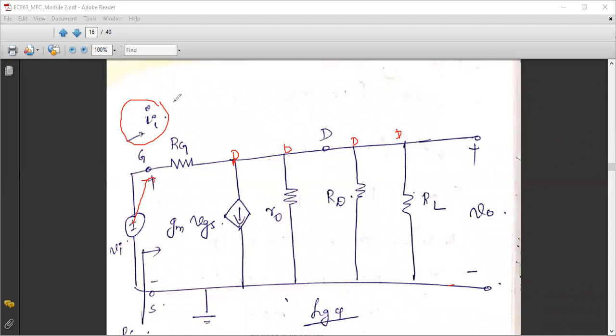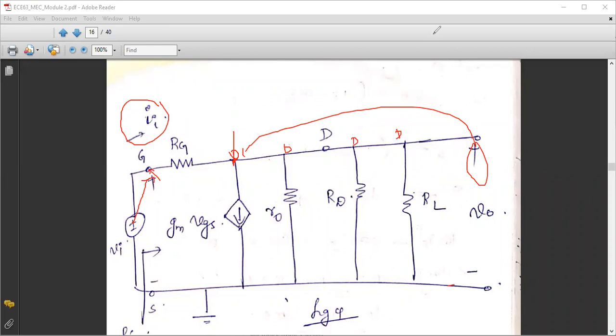Did you get the concept? Potential difference across RG is Vi minus V naught. At this end we are having Vi. At this end we are having V naught, isn't it? See, this is V naught. This V naught is coming here also. Everything is parallel. So potential difference is Vi minus V naught and the resistance is Rg.